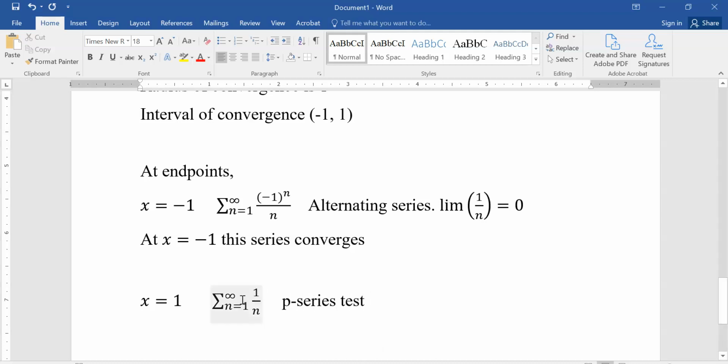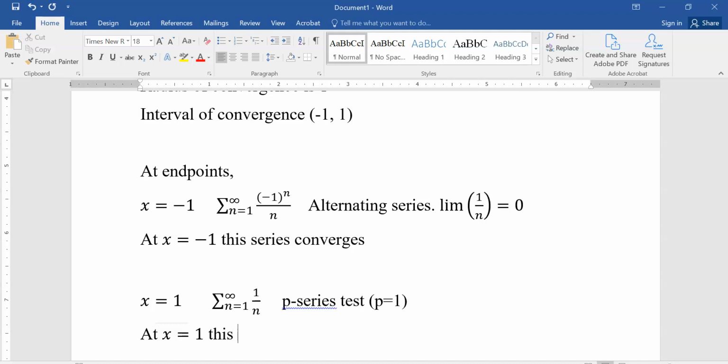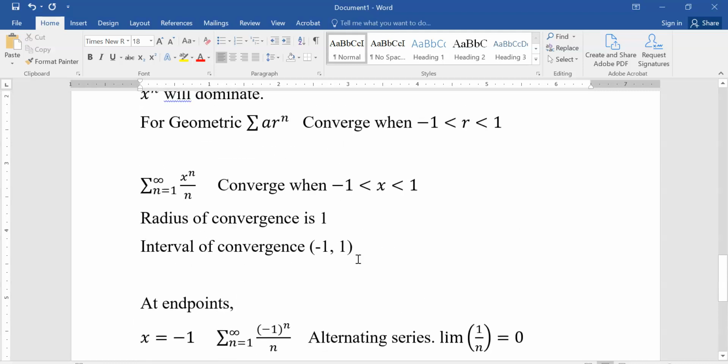Where we're taking n to the first power, so p is equal to 1. And so this series diverges at the x equals 1 endpoint. So when you plug in a positive 1, this series diverges. All right. So that's kind of what happens with this interval of convergence.